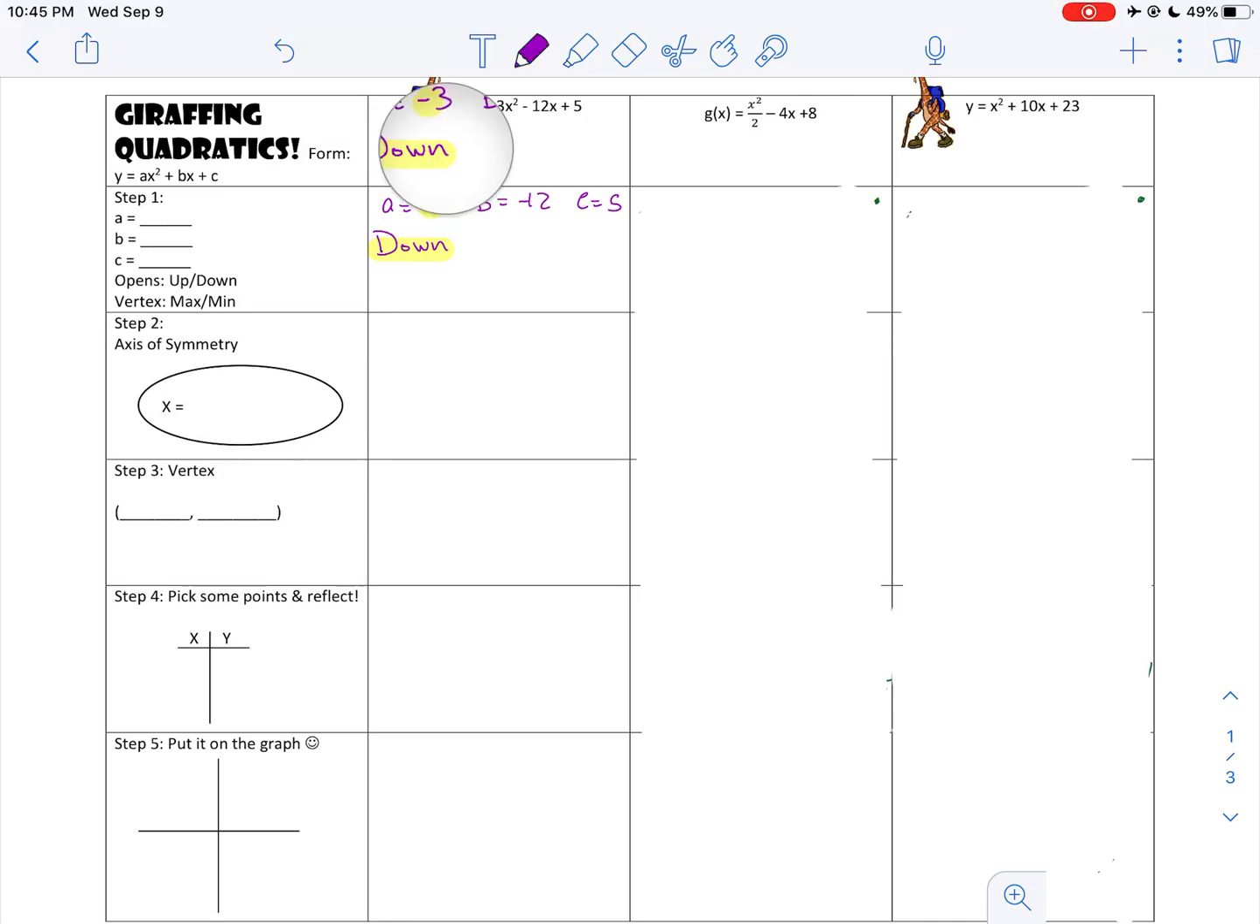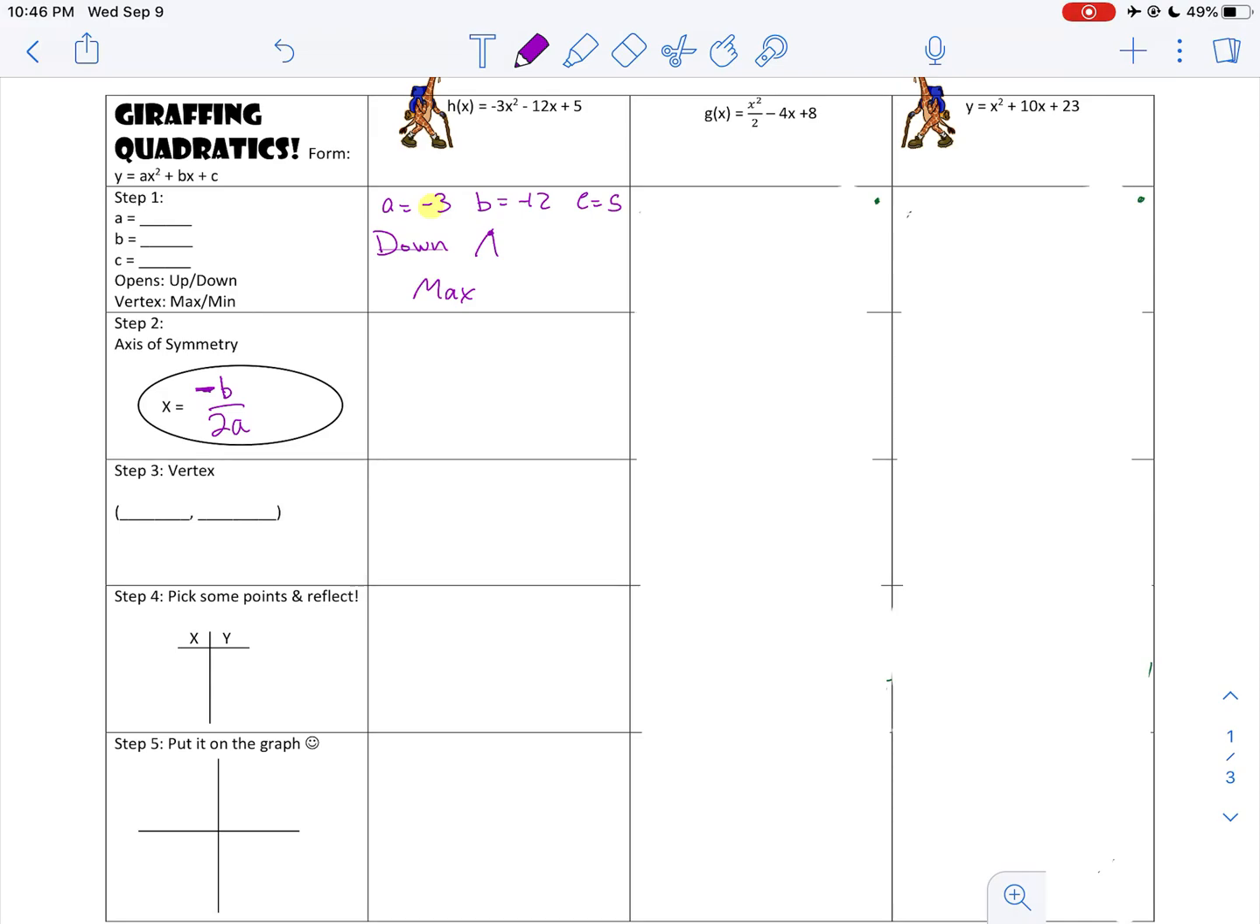Since it opens down, we can see we're going to have a maximum value. The one thing you're going to have to remember for this section is there's a little trick to find the axis of symmetry. The axis of symmetry occurs at negative b over 2a. And this should be familiar for you. This is part of the quadratic formula.